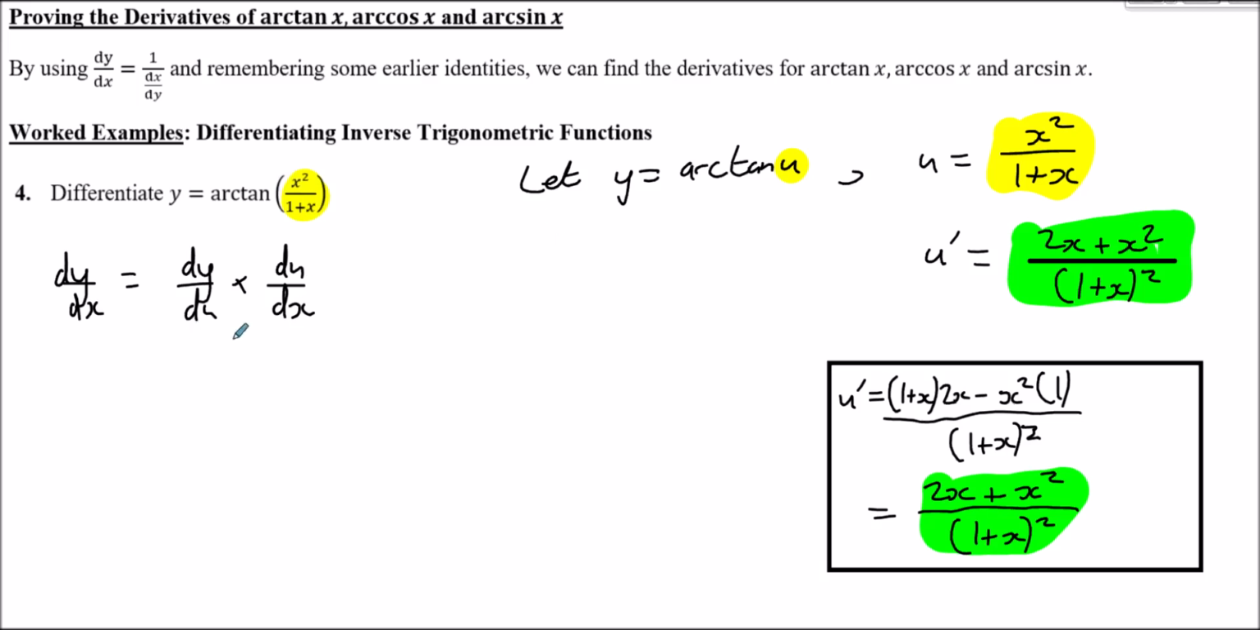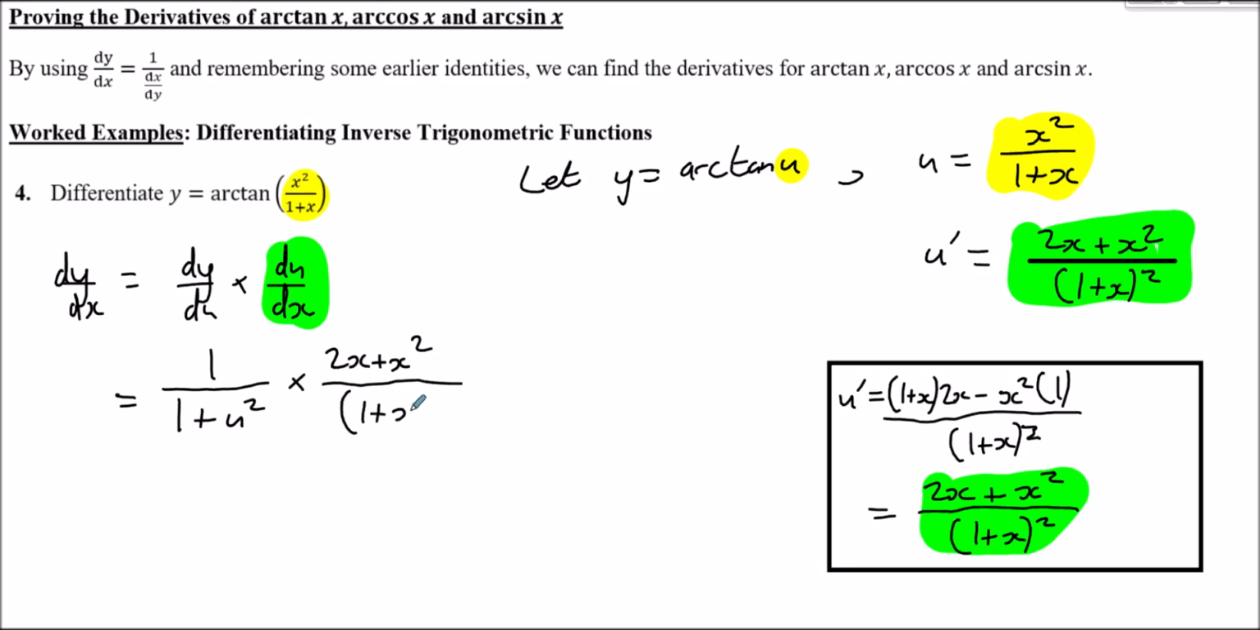So if I differentiate arctan u, that's going to be 1 over 1 plus u squared, because we're talking arctan u, not arctan x. And du by dx, we've just worked out, I called it u dashed, it's this 2x plus x squared all over 1 plus x all squared. So we can multiply the top together, so 1 times 2x plus x squared is just 2x plus x squared.